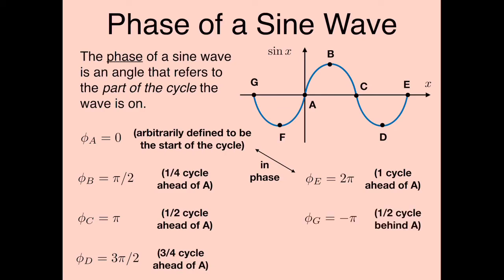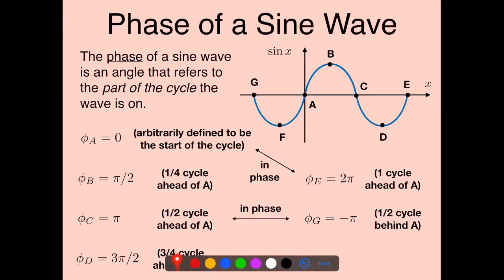Okay, if we look at point G, which is back here, since we're behind point A by half a cycle, we're going to use a negative sign for the phase. And again, half of a cycle corresponds to pi. So this would be negative pi is the phase for point G. Now, if we compare that to point C, again, we're talking about the exact same part of the cycle. So we say these are in phase with each other, points C and G.